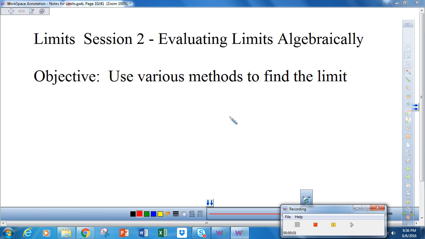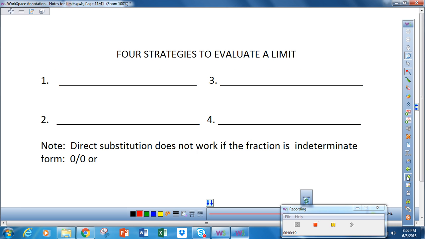Okay, so welcome to lesson 2. In this lesson, we're going to look at limits and we're going to evaluate them algebraically. So our objective today is to use various methods to find limits. And once again, most of this you should have seen in your pre-calc class.